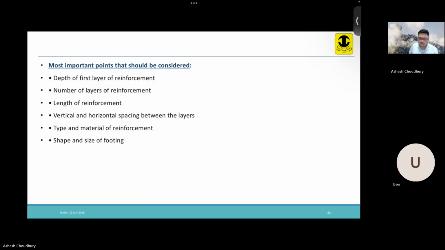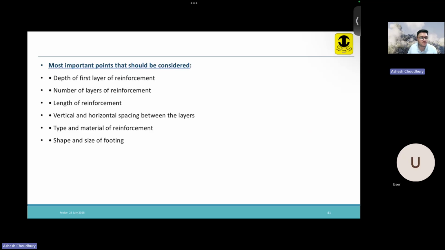Now, what are the most important points that should be considered while designing these things? What are the most important things that we have to determine, or keep in mind?